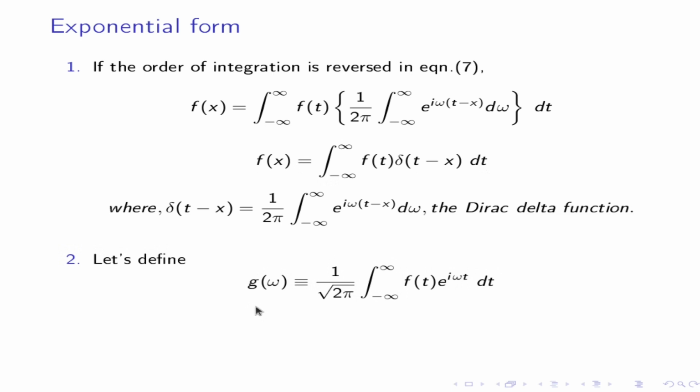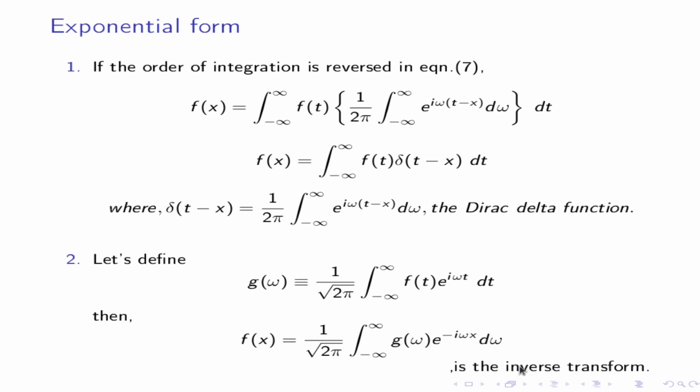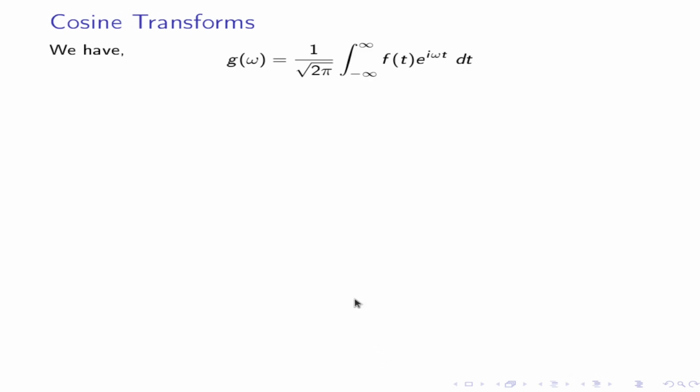Now let us define g(ω) equal to 1/√(2π) integral from minus infinity to infinity of f(t) e raised to iωt dt. This is the Fourier transform. f(x) is equal to 1/√(2π) integral from minus infinity to infinity g(ω) e raised to minus iωx dω. This is called the inverse Fourier transform. Of course, we have g(ω) is 1/√(2π) integral from minus infinity to infinity of f(t) e raised to iωt dt.